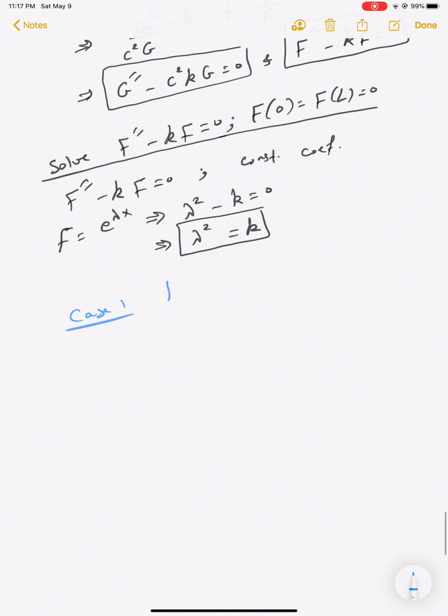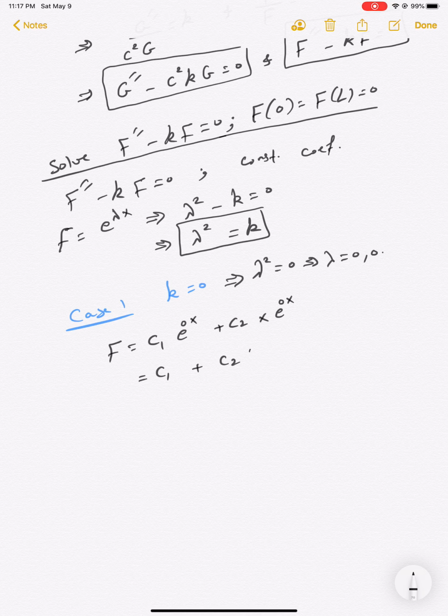The first case, let me start with the easy case, that k equals 0. If k equals 0, then lambda squared equals 0 will have only one solution, but this solution is repeated. So what is the general solution? It's c1 times the first solution, e to the 0x, plus c2 times the second solution, x e to the 0x. So basically you're dealing with c1 plus c2x. This is your f.